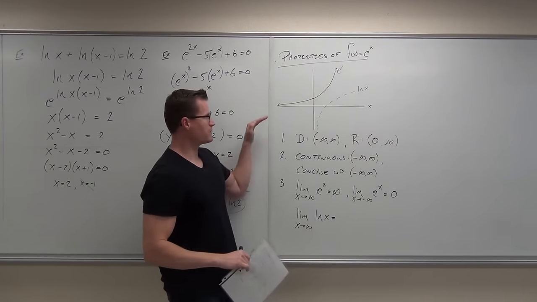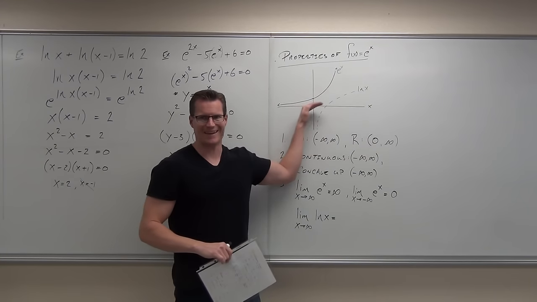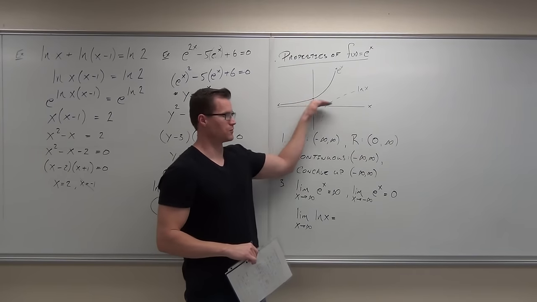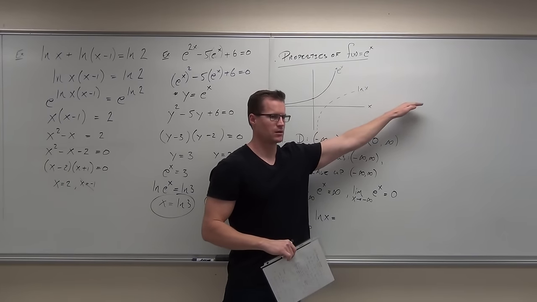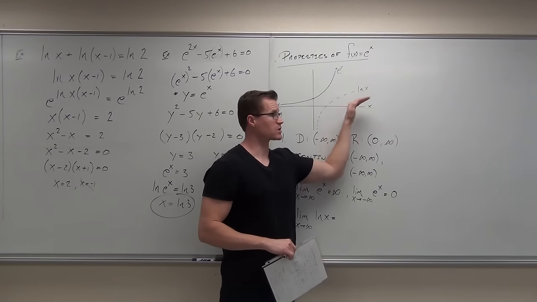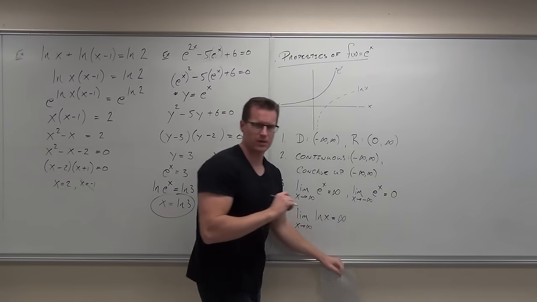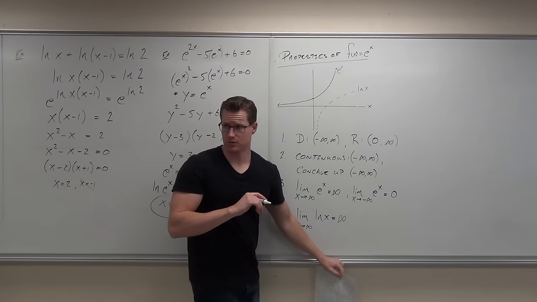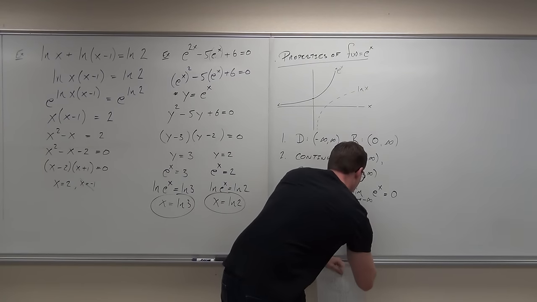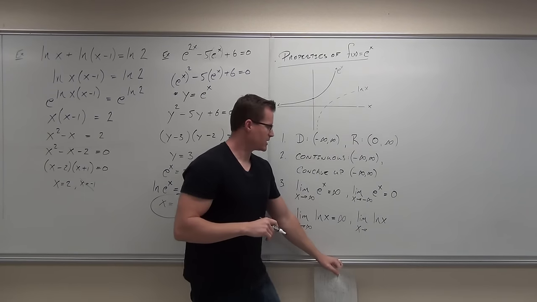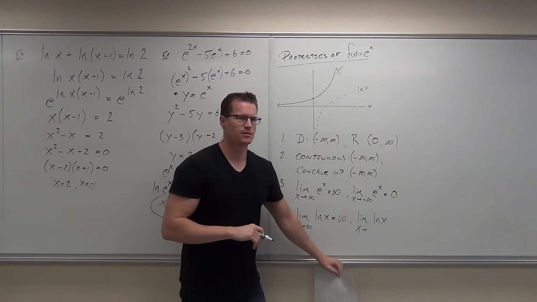If I go to positive infinity for the ln x function, what's the limit as x approaches positive infinity of ln x? Positive. It's still infinity. It's climbing slower, but it's still climbing. You guys okay with that one? Are you sure? Okay. How about the limit as x approaches negative infinity for ln x? Is that even relevant? No.